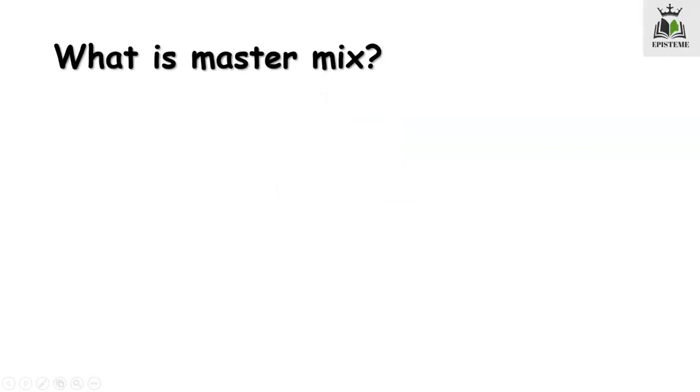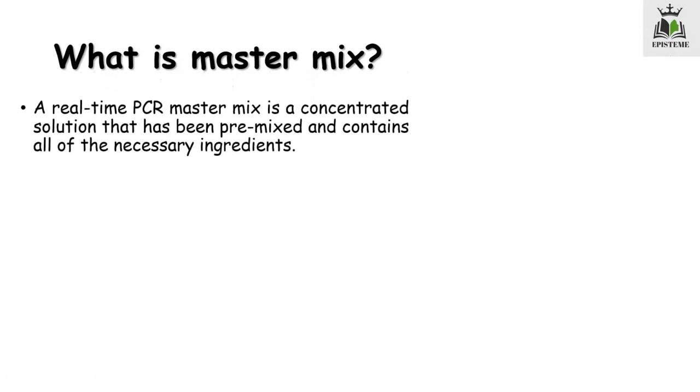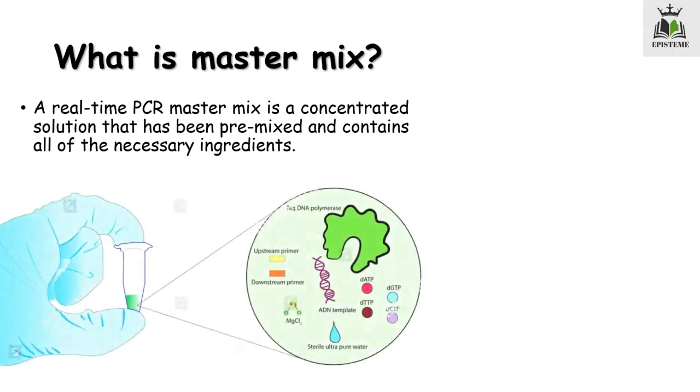So what is the master mix? Master mix is a mixture of all the components, enzymatic components and the optimization components, that are required for a PCR process to run. It contains the DNA polymerase, primer, template, MgCl2, dNTPs, nuclease-free water and some other components which we will discuss later in the video.